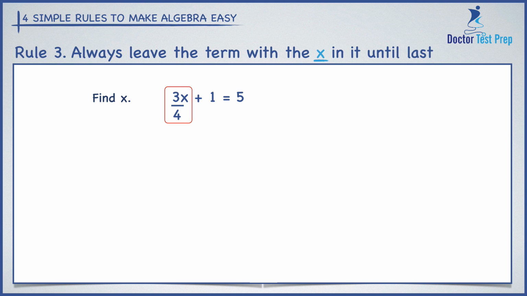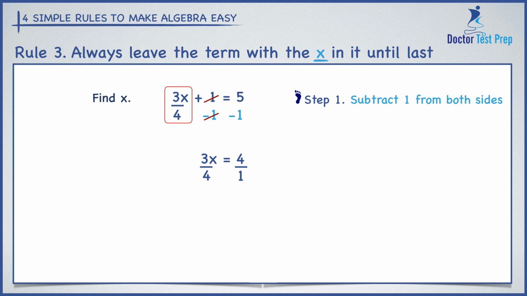So I'm going to get rid of the plus 1. How do I get rid of a plus 1? By subtracting 1 from both sides of the equation. That's step number 1 right there. Now those 1's cancel, and that leaves me with 3/4 of x is equal to 4. That 4 on the right-hand side is exactly the same thing as 4 divided by 1, because anything divided by 1 is itself. Now I'm going to write in the 4 divided by 1 right there.